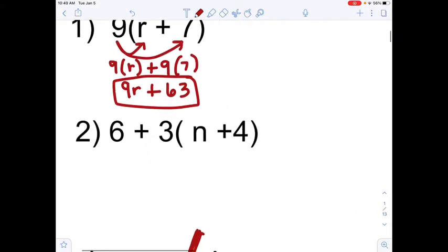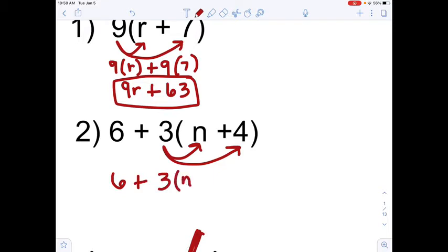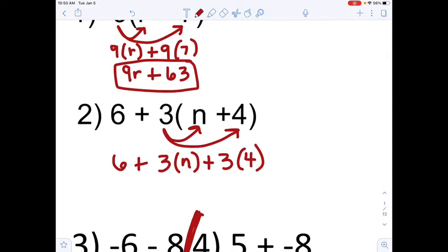The next one, number 2, we know we have to distribute before we can do anything else, so we're going to distribute this 3 to both terms, and we're left with 6 plus 3 times n plus 3 times 4. So distributing that 3 to both the n and the 4. I'm going to simplify here. I have 6 plus 3 times n is 3n, plus 3 times 4 is 12.